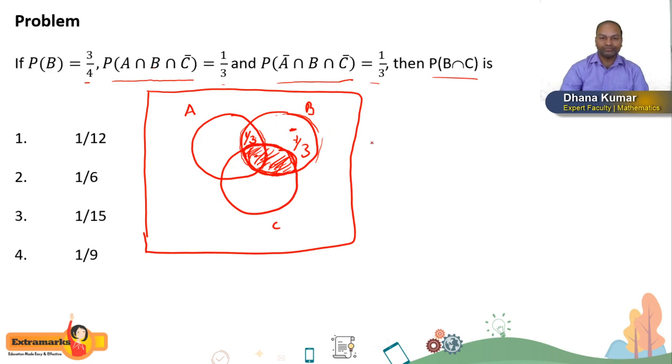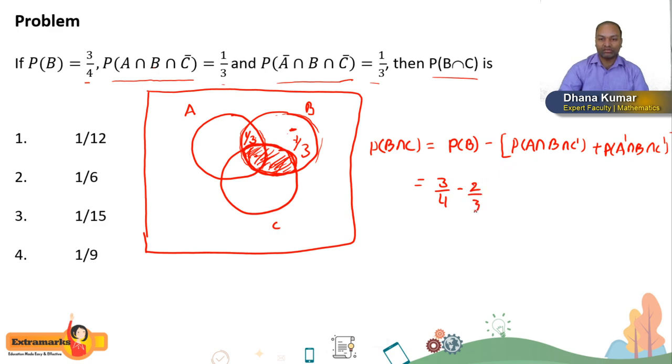See, P of B intersection C is equal to total area, that is P of B circle minus sum of these two. So that is P of A intersection B intersection C complement plus A complement intersection B intersection C complement. So that is equal to what you see, P of B, 3/4 minus 1/3 plus 1/3, that is 2/3.